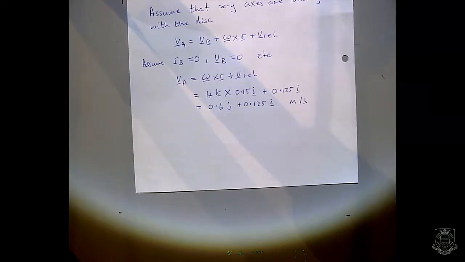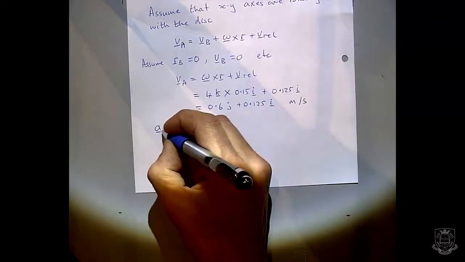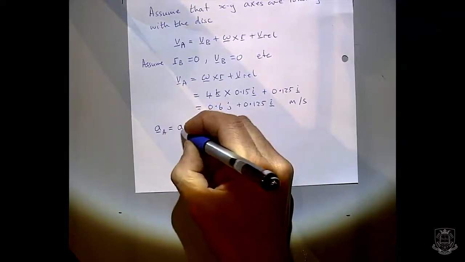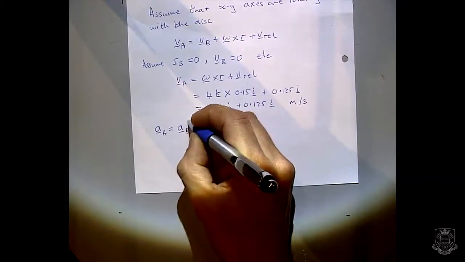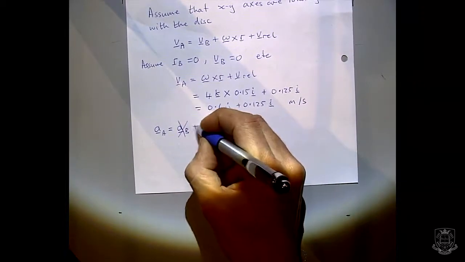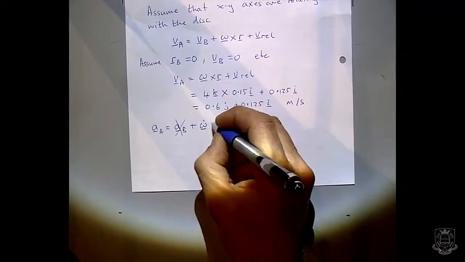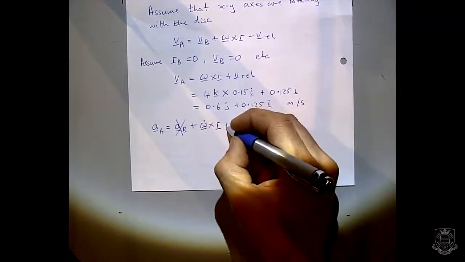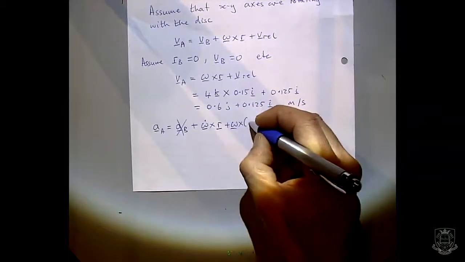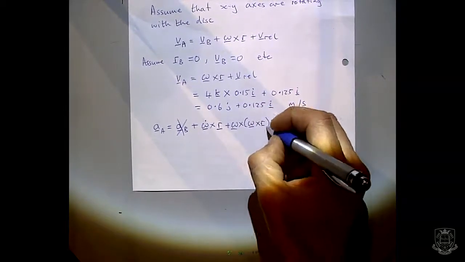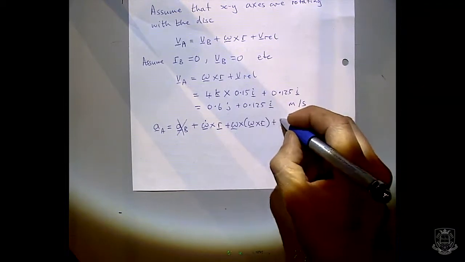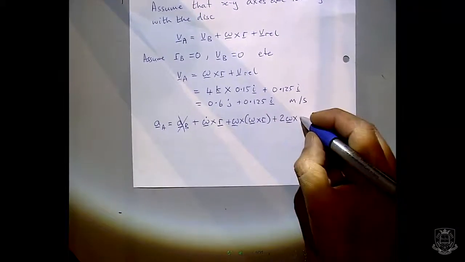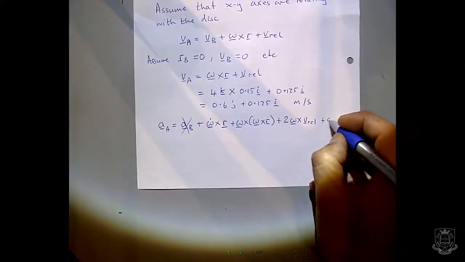The acceleration term obviously has more terms in it, so there's more work to find the solution. But let's start with our expression. We had acceleration at point A, and acceleration at B, but we know that's basically 0. Plus omega dot crossed with R, plus omega crossed with the bracket of omega crossed R, plus 2 omega crossed with V relative, plus A relative.